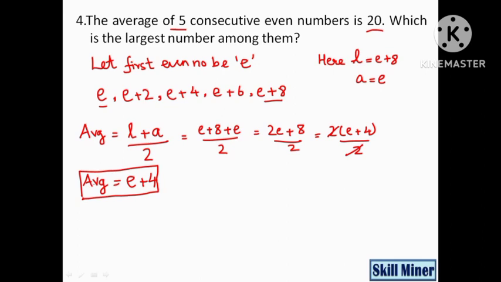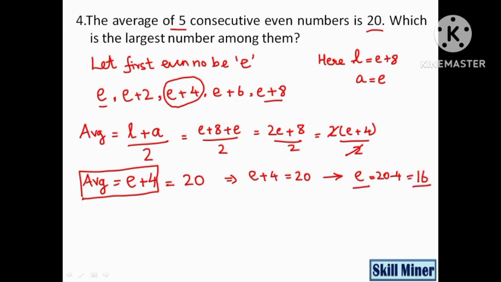2 will get cancelled. So the average will be E plus 4. Okay, E plus 4 is the middle value. That will be the average. In the question it's given that the average is 20, which implies E plus 4 is equal to 20. So E will be 20 minus 4, which is equal to 16. So now I found that the value of E is 16.